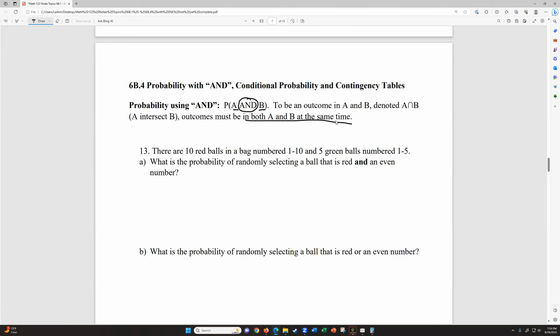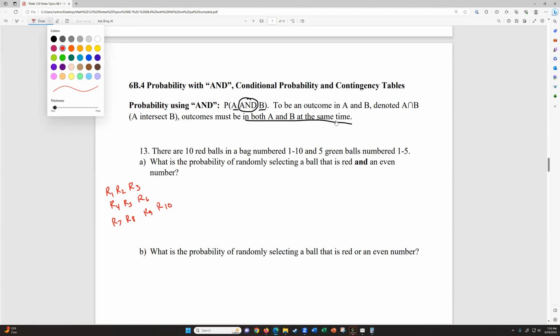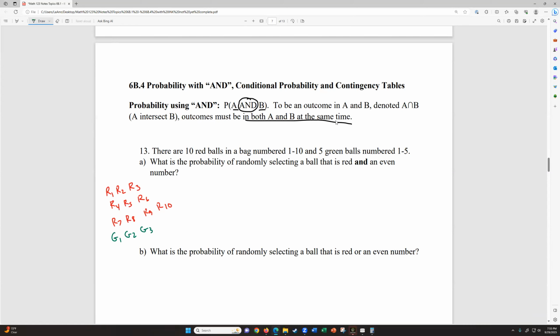So let's look at this first example. It says there are 10 red balls in a bag numbered 1 through 10. So I'm going to imagine just having R1, R2, R3, R4, R5, R6, R7, R8, R9, and R10. I'm just drawing out our space. 5 green balls numbered 1 through 5. So green 1, green 2, green 3, green 4, and green 5. So that's how much we have.